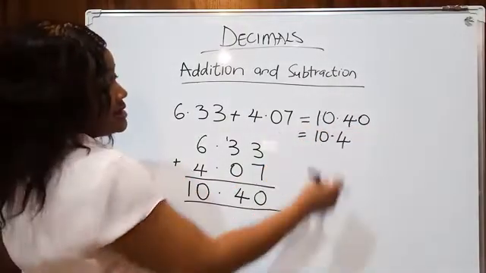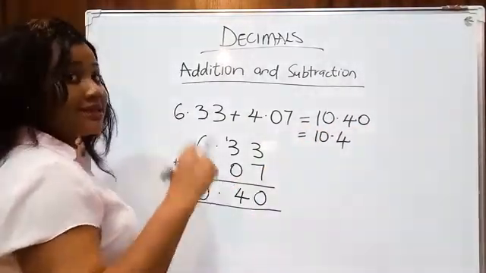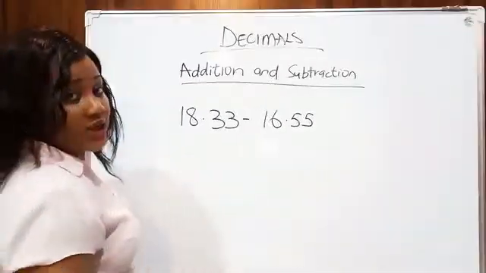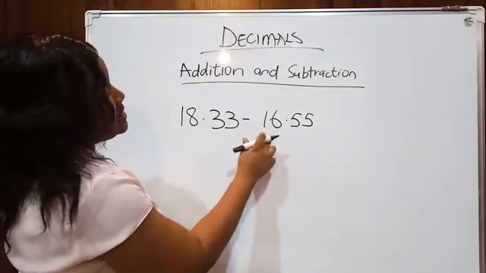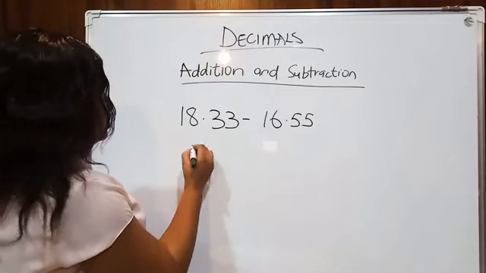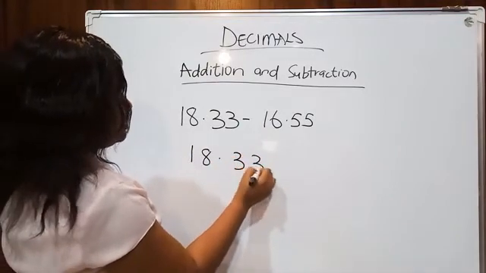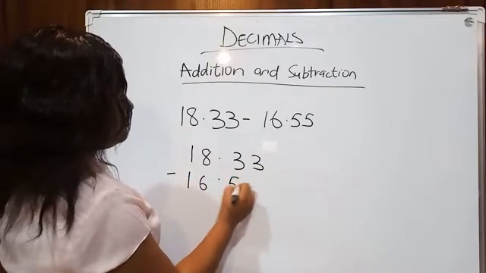The 0 on the right hand side of the decimal point, the last 0, has no value. I'll still get back to that. Let's take a look at this question. We have 18.33 minus 16.55. So we have here 18.33 minus 16.55.